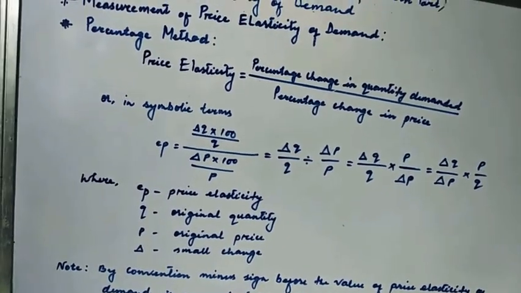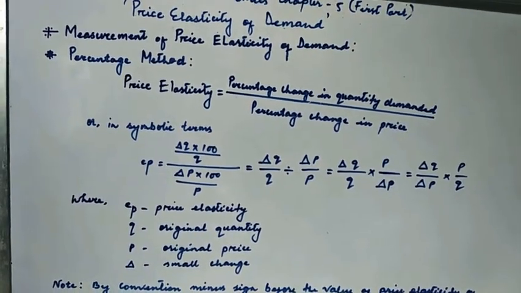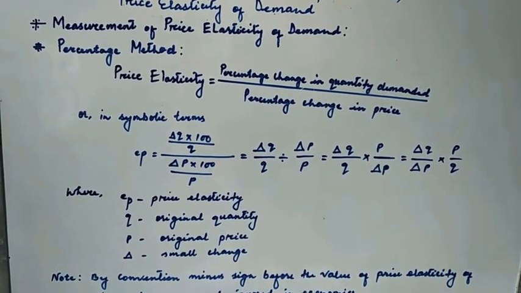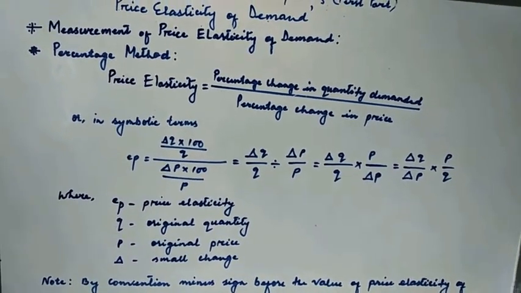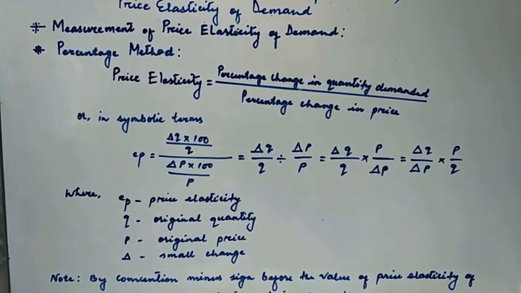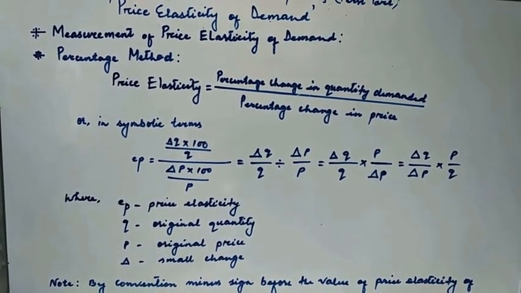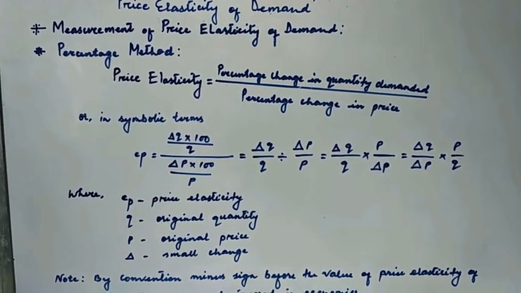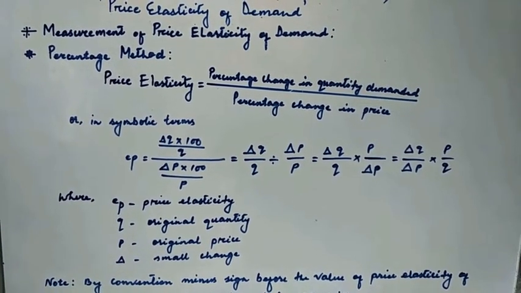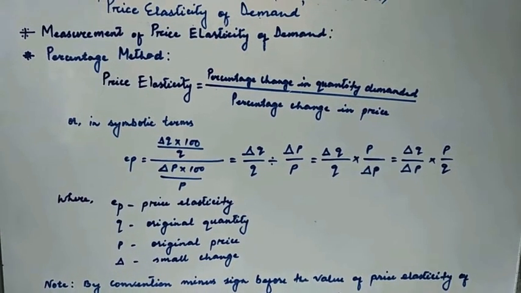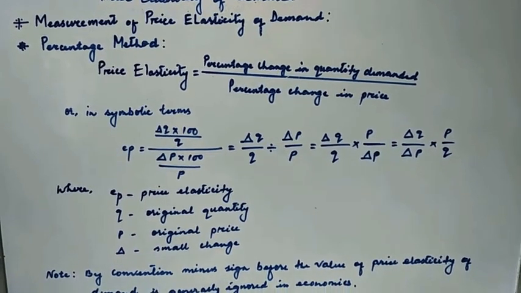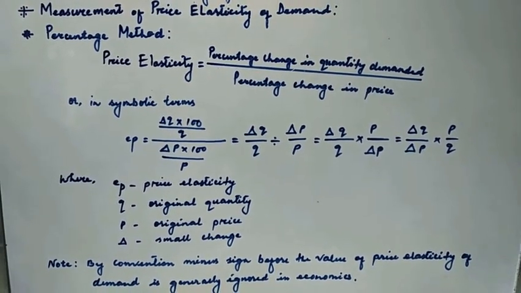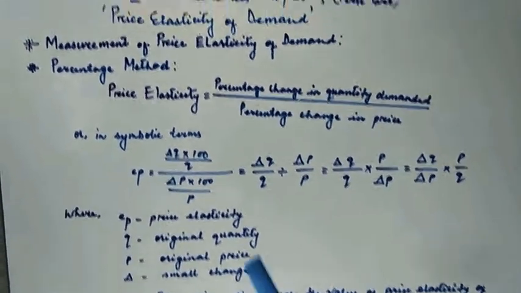So how do we measure price elasticity? The first method that we have is the percentage method. Through this percentage method we can measure the price elasticity of demand, or how much change in quantity takes place when there is a price change, or how much elasticity of demand takes place because of change in price. So actually we can measure it in units. The first method that we have is the percentage method.